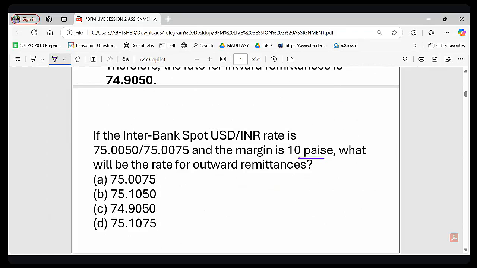I hope participants are able to see whatever I am writing on the screen, right? If you are unable to see whatever I am writing, please type in the chat box. Yes, very good. It is visible.